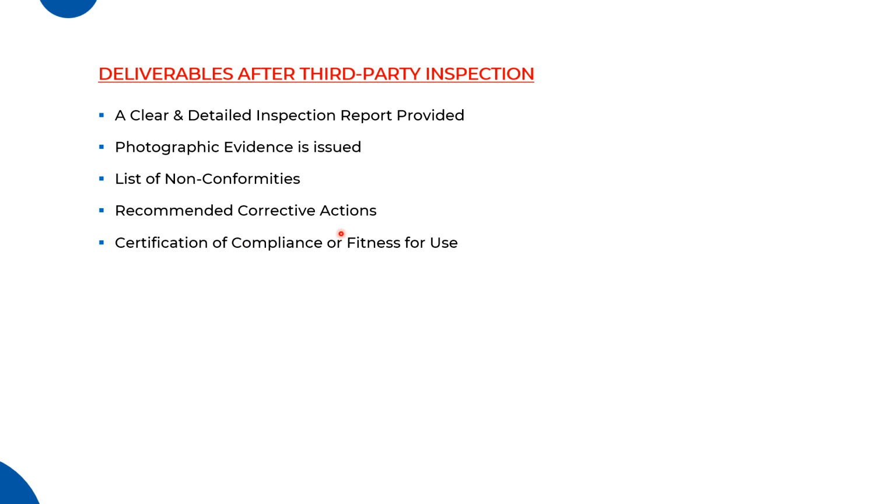Then recommended corrective actions. After the inspection, they will find what corrective actions are required, and they will give this list of recommended corrective actions to the contractor. The contractor will apply all these recommended corrective actions to the points where he needs to make the correction. Then certification of compliance or fitness for use. That's what I was telling you earlier, I said two times: certificate of compliance or fitness.